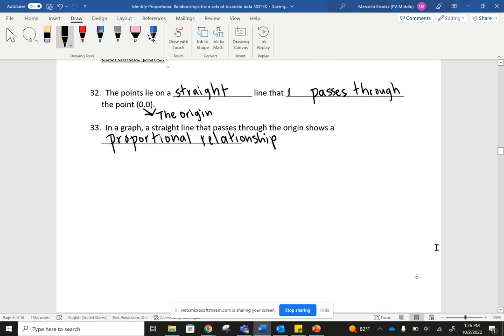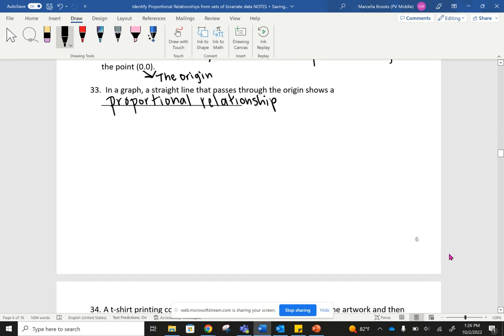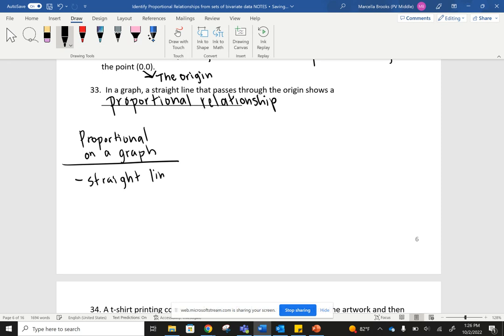So we're going to take a few notes on how to see a proportional relationship on a graph and on a table. Proportional on a graph: it will make a straight line. So no curves, no zigzags. And it's going to pass through (0, 0), or the origin.